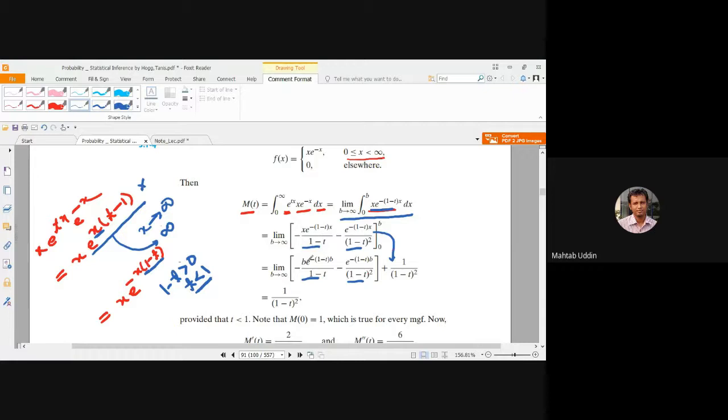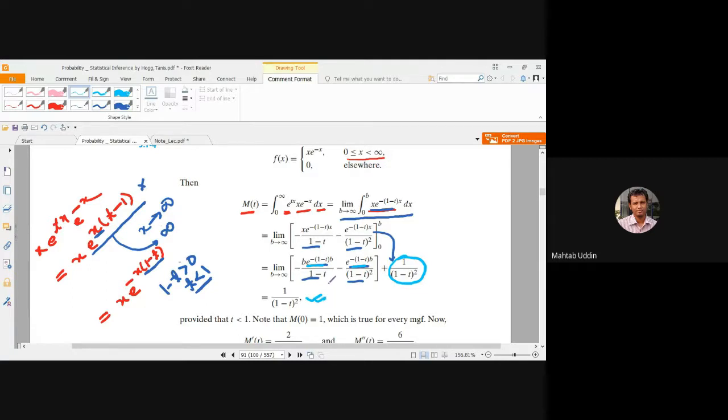Then as I have said, if b tends to infinity, both the parts are 0, right? If I take b tends to infinity, both of the parts will be 0. Only this part will exist. So this is the final result.